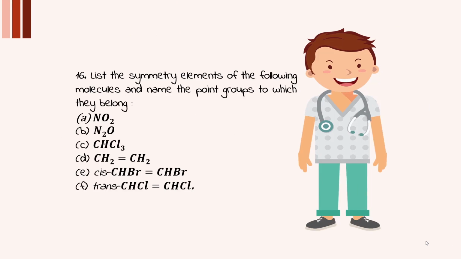List the symmetry elements of the following molecules and name the point groups to which they belong. NO2, CH3Cl chloroform, CH2=CH2, cis and trans dichloro or dibromo derivatives of ethene. Again, very simple. You'll find the solutions in some of the videos, I'm sure.